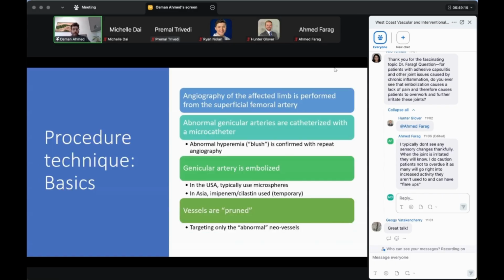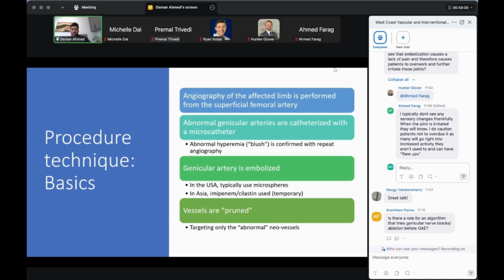So as far as how we do the procedure, we perform angiography of the affected limb from that superficial femoral artery. So if you have right knee OA, we're going to puncture your right superficial femoral artery or your femoral artery.